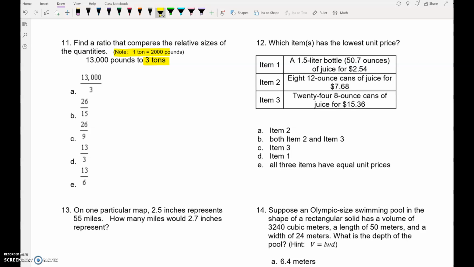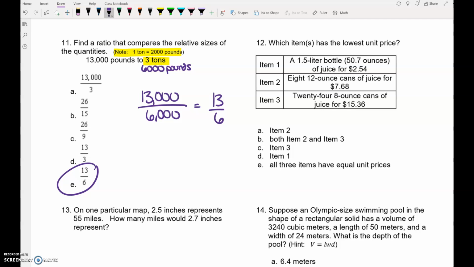So I put note, 1 ton is 2,000 pounds. So if 1 ton is 2,000 pounds, 3 times 2,000 is 6,000. So 3 tons is 6,000 pounds. So then the ratio is 13,000 pounds to 6,000 pounds. Simplify that fraction. When you simplify that fraction, basically the zeros cancel, and this becomes 13 over 6. That would be your correct answer.